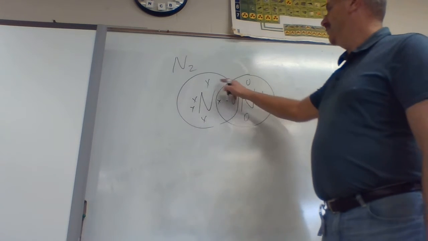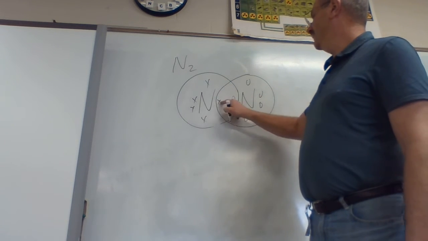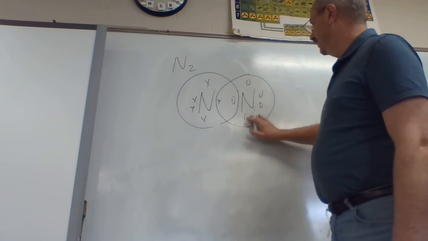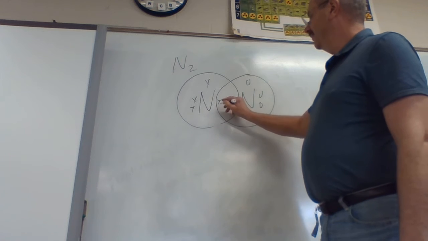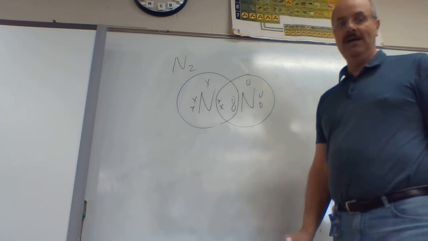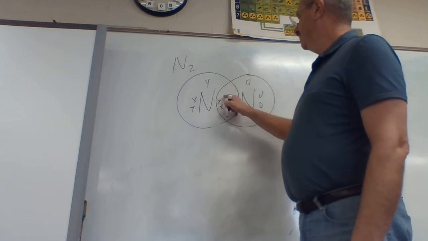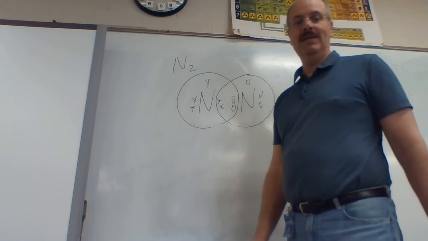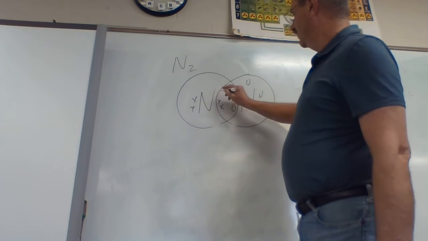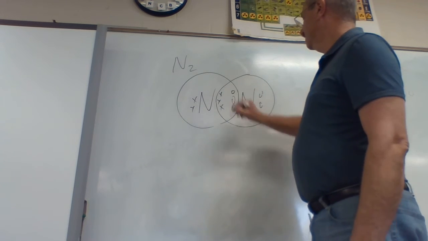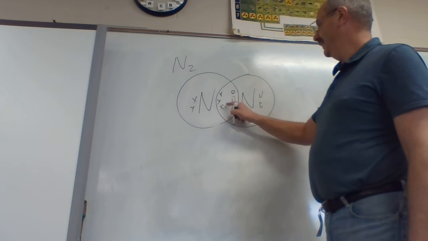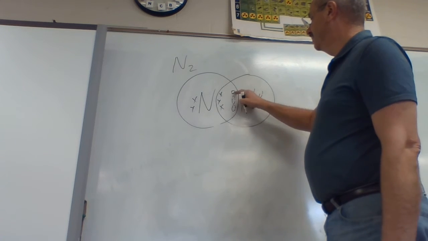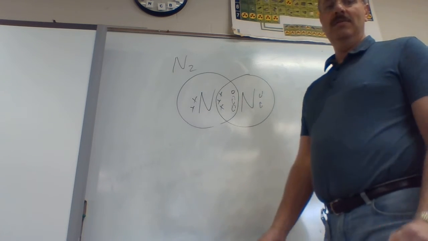How many does this nitrogen have? 1, 2, 3, 4, 5, 6. How many does this guy got? 1, 2, 3, 4, 5, 6. All right. So let's bring these guys in. Double bond. Now he's got 1, 2, 3, 4, 5, 6, 7. 1, 2, 3, 4, 5, 6, 7. They're still not happy. So let's bring this guy down and this guy down. Now we got 8. This nitrogen's got 8. So now they're both happy.